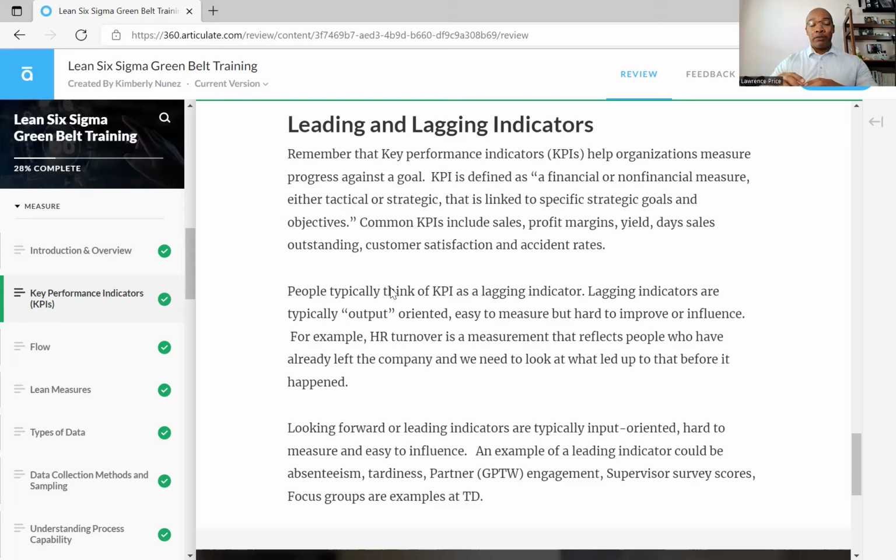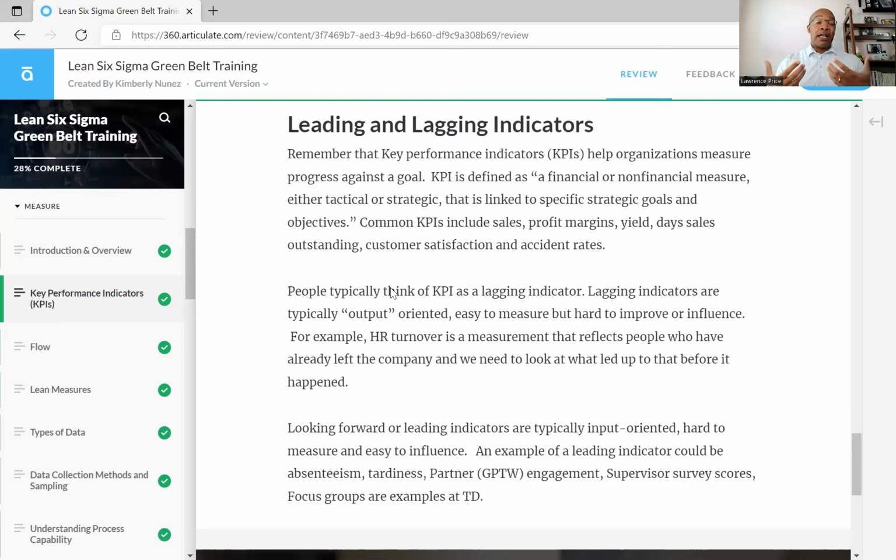And if you're able to identify leading indicators within your project, that gives you insight when you go a little bit deeper into the DMAIC process and you're looking at the analyze phase, where you're trying to identify root causes. And then certainly when you get to the improve phase, when you're looking for potential solutions that can drive action and drive an impact on those lagging indicators.